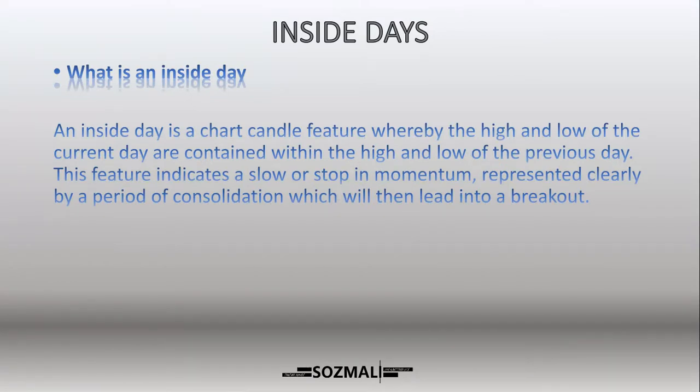So an inside day is a chart candle feature whereby the high and low of the current day are contained within the high and low of the previous day. This feature indicates a slow or stop in momentum, represented clearly by a period of consolidation, which will then lead into a breakout. Basically, as it says, an inside day is just a feature where the highest point of the current day and the lowest point of the current day are within the levels of the highest point and the lowest point of the previous day. That's as simply as I can put it.